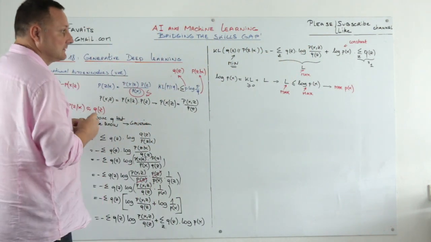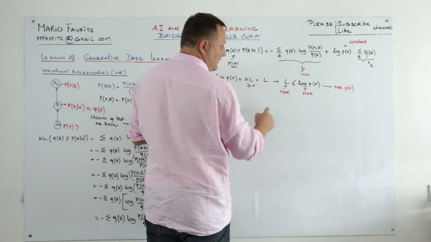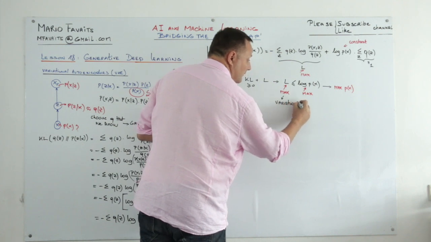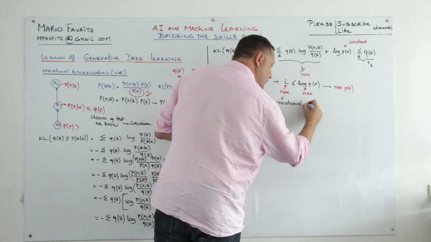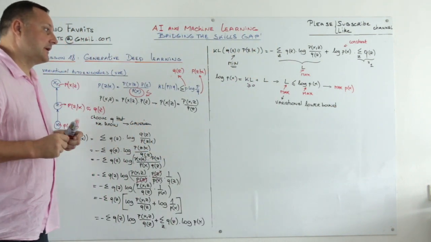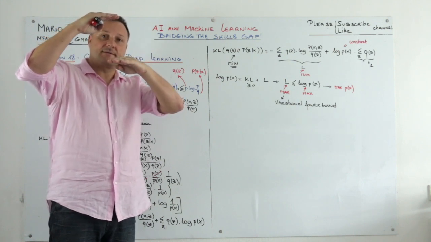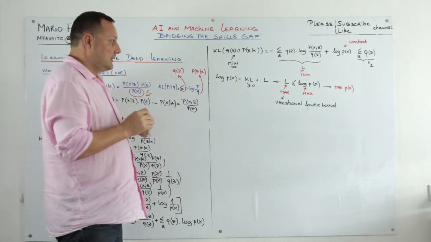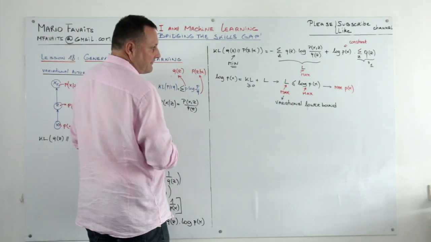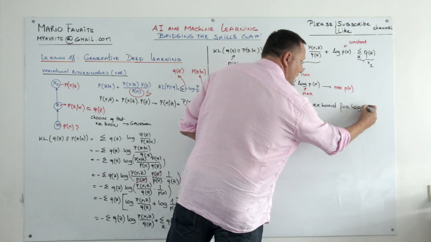And that's exactly what we want. So L is called the variational lower bound. If you maximize the lower bound, if this is the lower bound of your function, you maximize this, you also maximize your function. So we want to maximize the variational lower bound. So now we have our lower bound, a variational lower bound for the log of P of X.